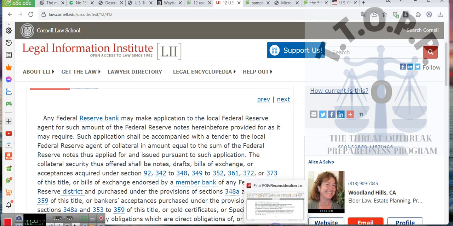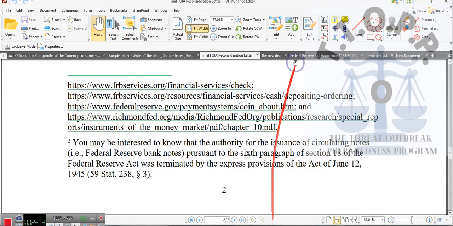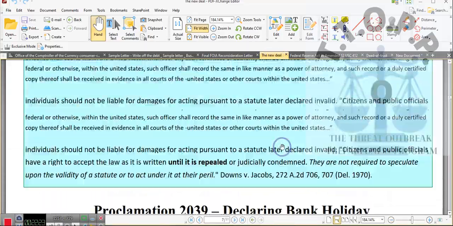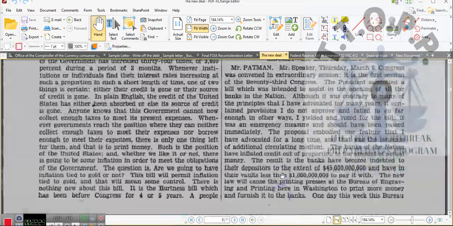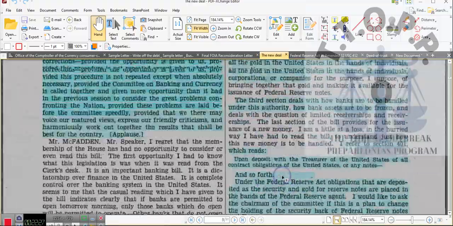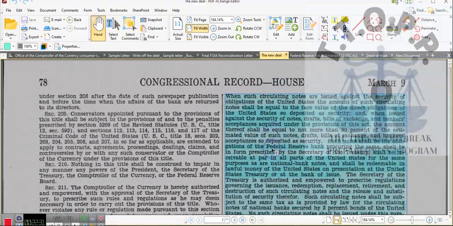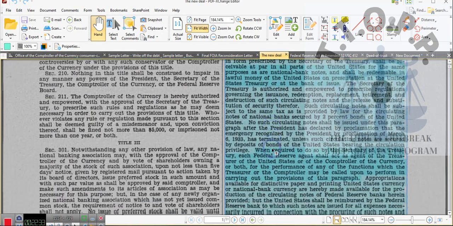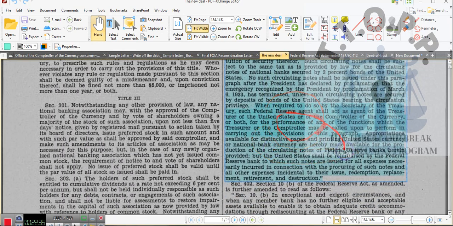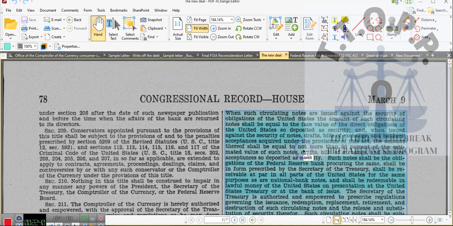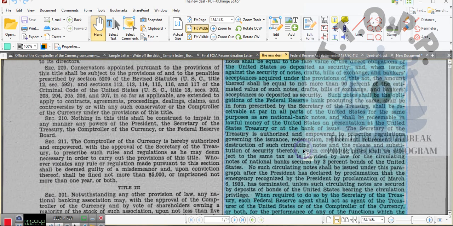Those circulating notes that she's talking about, let me show you something. Okay. Y'all see this green and bluish paragraph right here? Right here, right here, right here. See how long that is? Okay, that's paragraph number 6. That's how long it is.